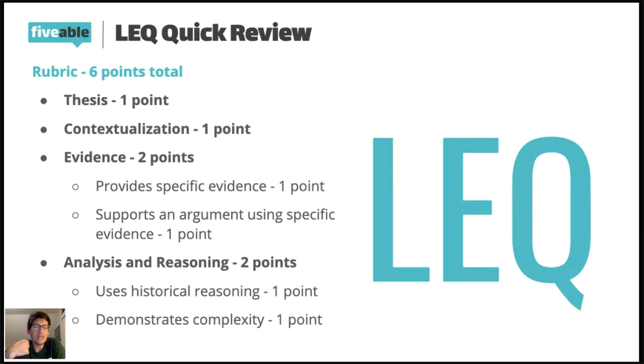If you want the second point, you have to use the evidence. You have to use it to support an argument, and that gets you a second point. That is usually using combinations of pieces of evidence to prove your subclaim or your topic sentence and ultimately your thesis. You also get 2 points for analysis and reasoning.